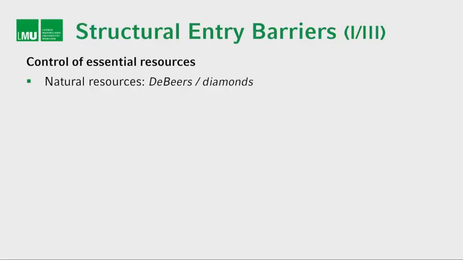One structural entry barrier could be if you have control over essential resources. What exactly does that mean? I guess the most classical way of thinking about this would be if you have access to natural resources that others don't have. De Beers is the dominant player in the world diamond market. And one way of attaining that position was by buying more or less all the supply of many diamond producing countries. Okay, so De Beers, by buying up the supply, was able to get hold and get control over an essential resource.